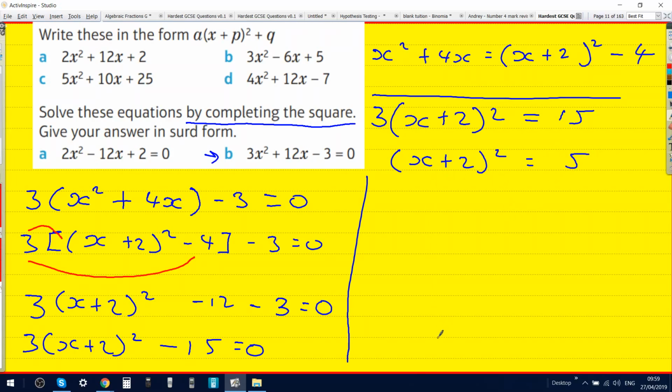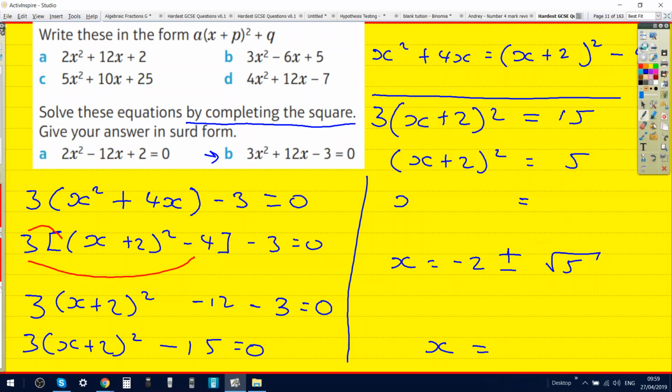So you're trying to get x equals. Well, square root 5. So I'll just do square root of 5 minus 2. Yes. So x equals minus 2 plus the square root of 5. And don't forget it's plus or minus because it was squared.